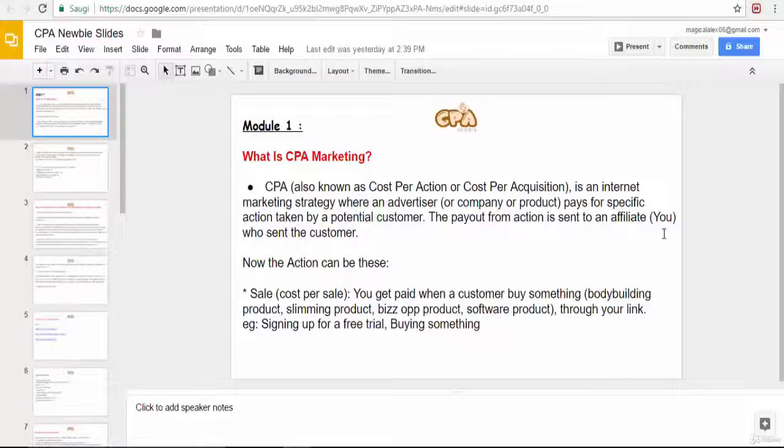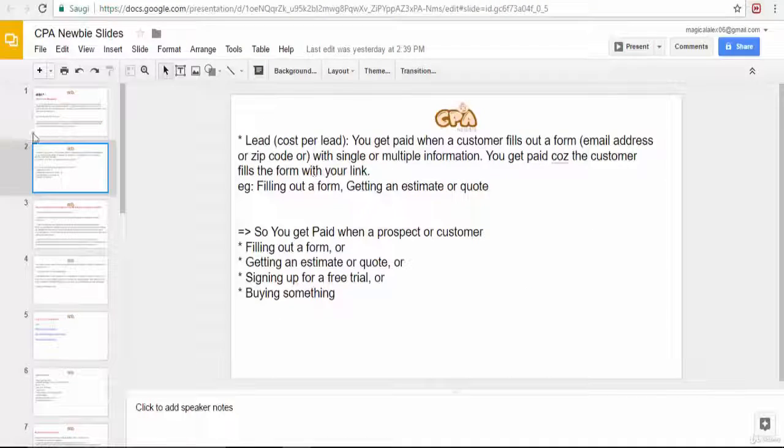So when a customer or a prospect buys something, or they fill out a certain amount of information, like a zip submit or email information or multiple information, or they're going for a free trial, when somebody is performing this sort of specific action through your link, you get paid, and this is CPA marketing. So the action can be two things. They can be cost per sale and cost per lead.